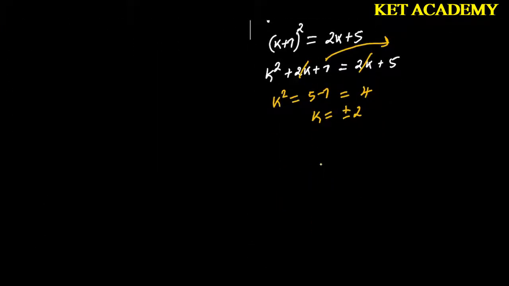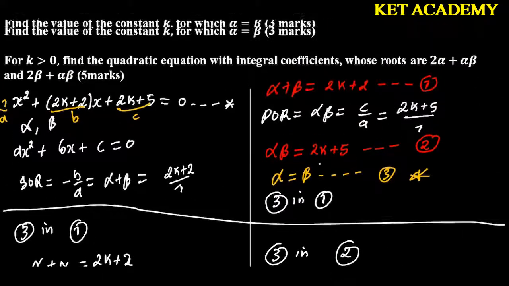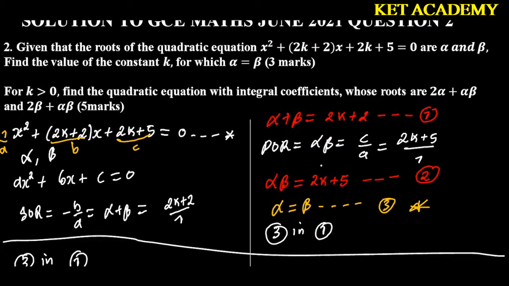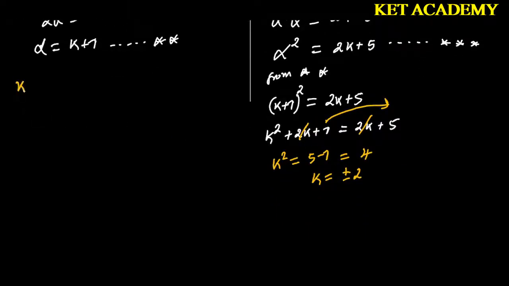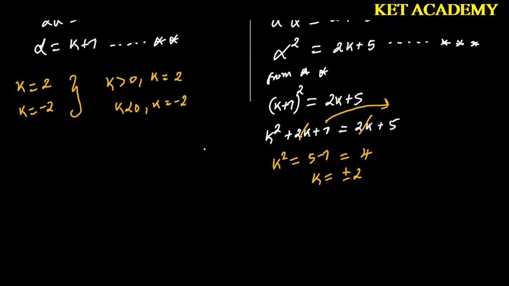The second part of the question says that for k greater than 0, what does that mean? If k is greater than 0, we know that k is either 2 or minus 2, but between these two values, we have one that is less than 0. So for k greater than 0, we have k to be 2. For k less than 0, we have k to be minus 2. It means that there are actually two values of k, a negative value and a positive one.